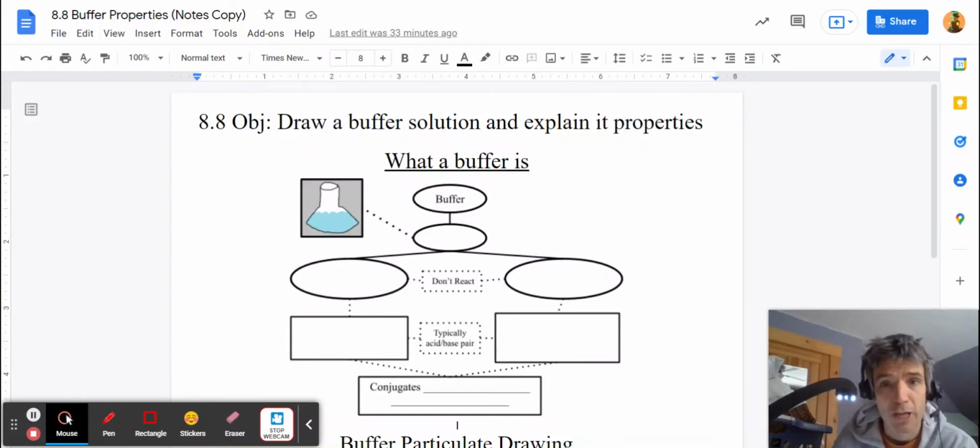Hey team, our topic here is buffers, and we want to know how to draw them and what their properties are. All right, we got this.